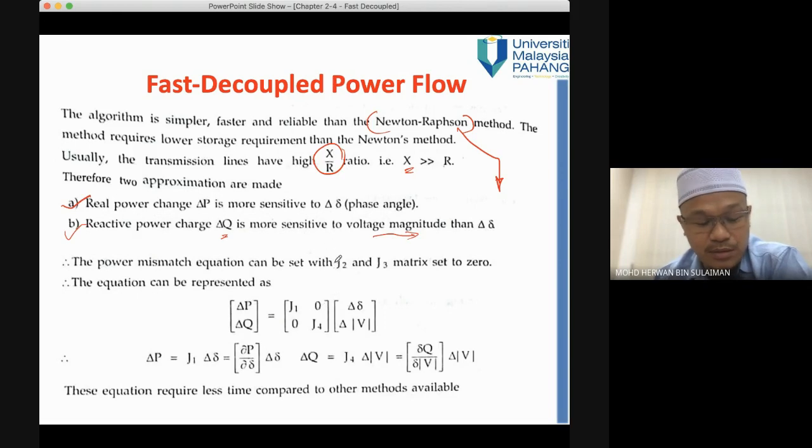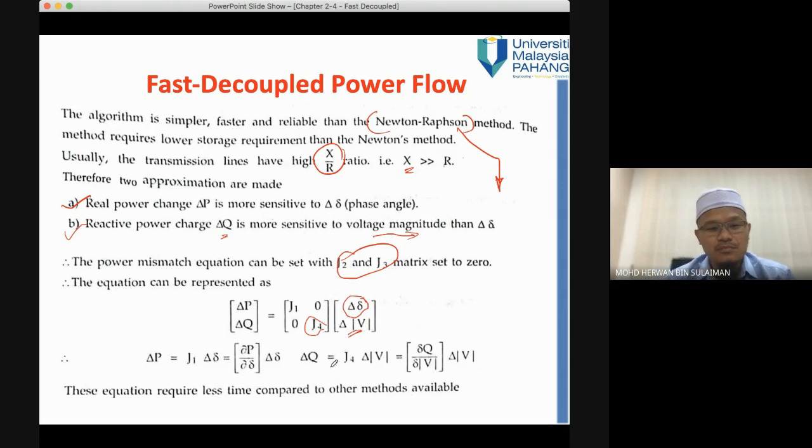So basically the problem of Newton Raphson is you need to construct the Jacobian banyak kali kan. Each iteration you need to construct the Jacobian. So apa yang dibuat oleh fast decouple ni, kita buat simple version. We assume that Jacobian J2 dengan J3 ni kosong. So bila kosong dia akan jadi simple lah. So you akan dapat delta P equals to Jacobian 1 darab dengan delta theta, delta Q equals J4 darab dengan delta V.